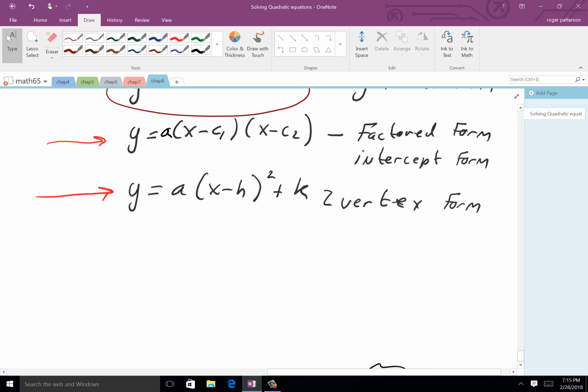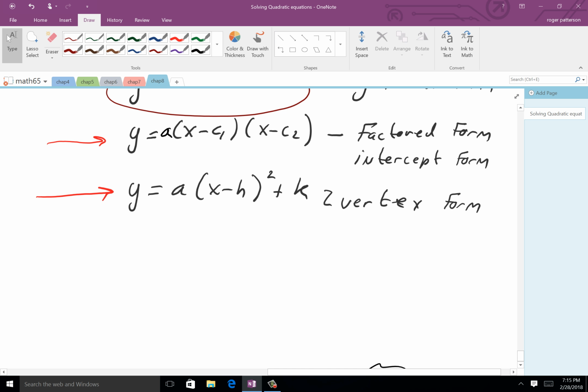Let's make this back to 1. And now we're going to play with H. I'm going to take the H and move it. What is the H? How does that affect that U-shaped graph? It moves it along the X. Same thing if I go this way.